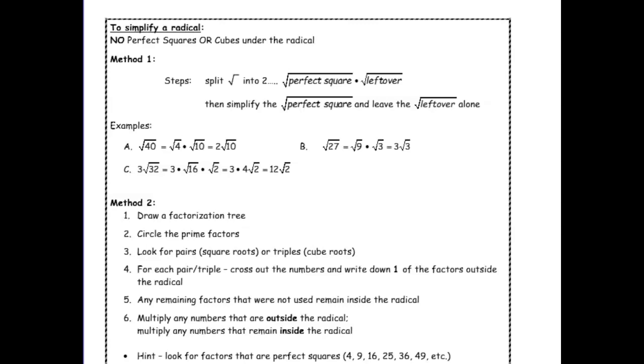One is the method of using the largest perfect square and then taking the leftover. And the second is drawing the factorization tree. Here are your steps. I'm actually going to show you with examples because I find it's a little bit easier. So I'm going to look at example A.